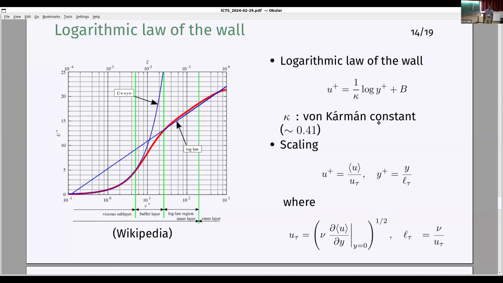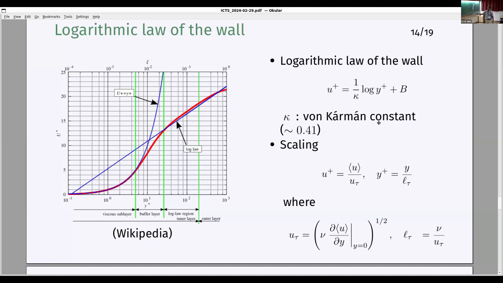The thing in the parentheses is basically the viscous stress at the wall. The viscous stress gives you the friction velocity, and from this friction velocity, we can define the length scale. So we use this u tau and L tau as scaling variables, then we have this universal velocity profile.